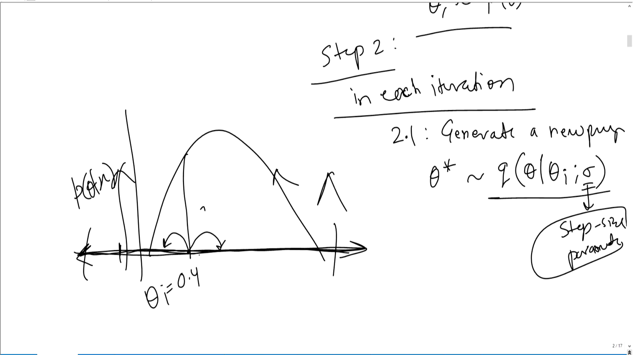How large a step you can take from your current position is determined by this parameter sigma. So if sigma is too large, you can take a huge step in either direction. If sigma is small, you will take a very small step from your current position, right? That's why it's called a step size parameter.